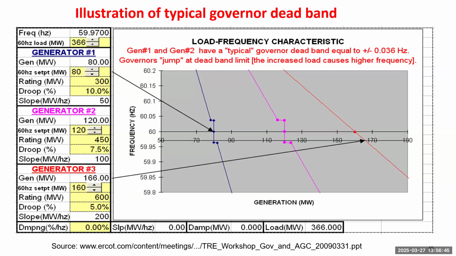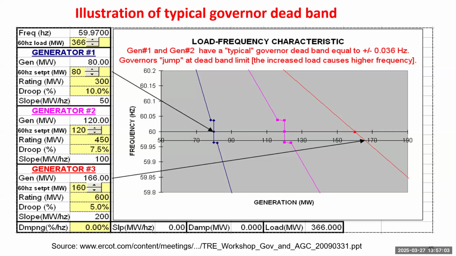So here there are 3 generators. For one generator, the dead band can be ignored, which means its line is a straight line. For the chart, X is generation and Y is frequency. But the other units both have a dead band.